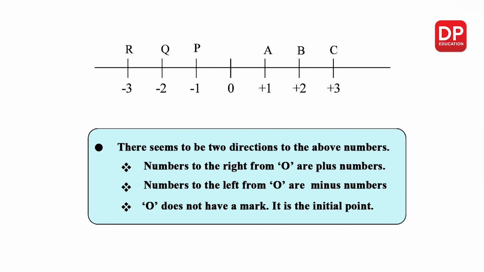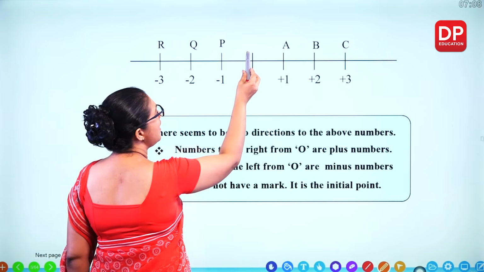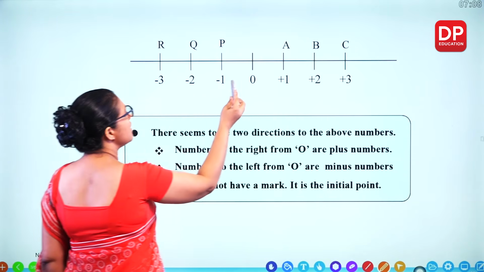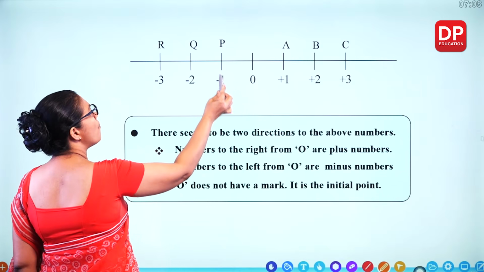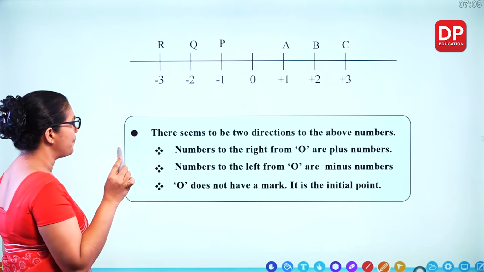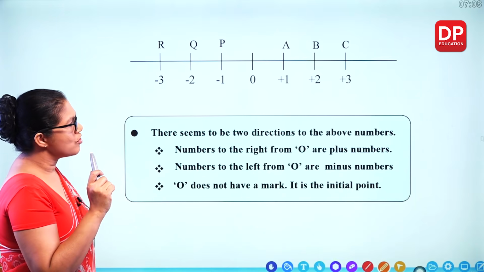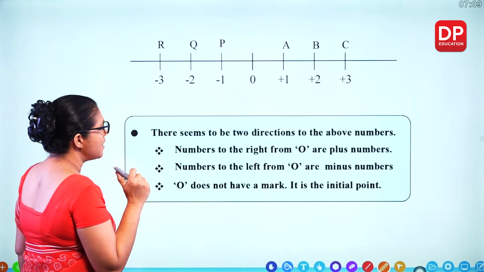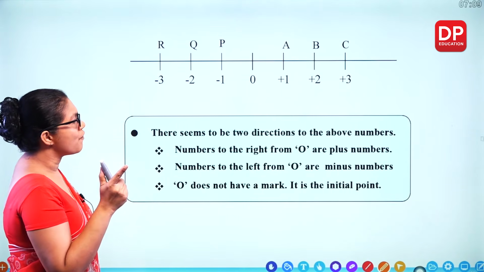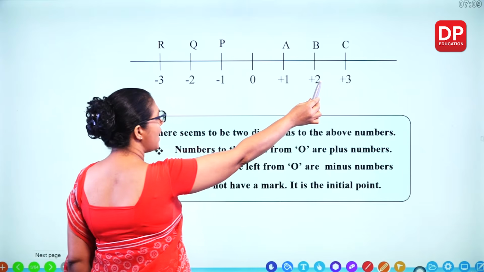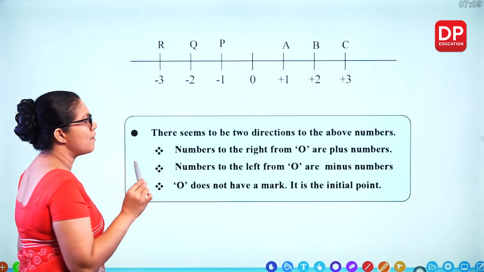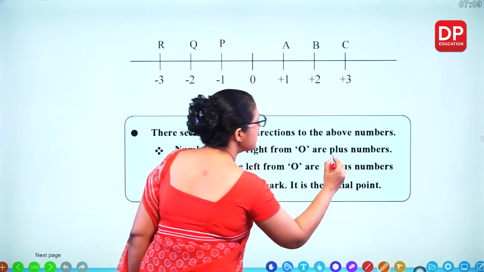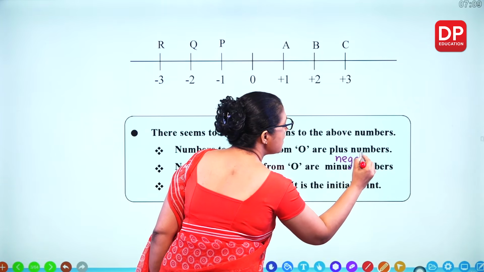Look at this line. So 0 is there and plus 1, plus 2, plus 3, plus values are to the right. And minus 1 starting from here, minus 1, minus 2, minus 3 there. There seem to be two directions to the above numbers. Positive side, negative side. Numbers to the right from 0 are plus values. The numbers to the left from 0 are minus numbers, or you can write negative numbers also.